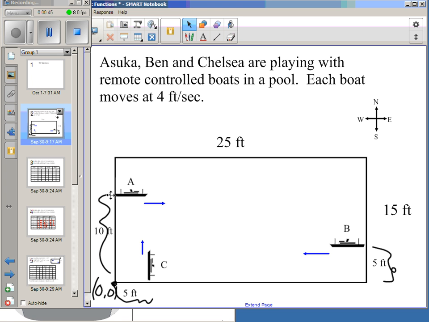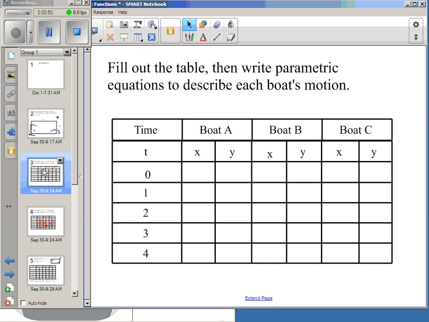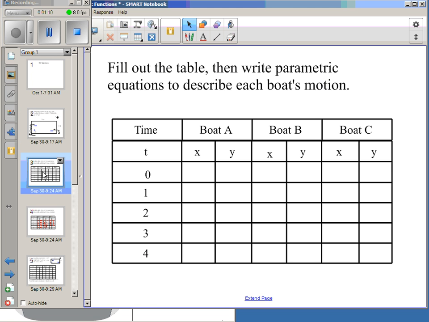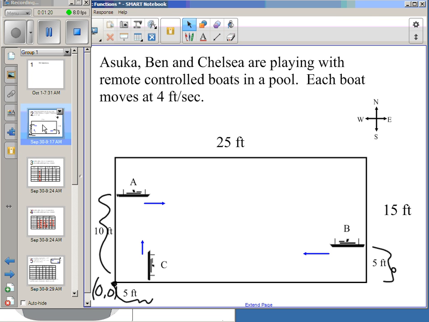Okay, so let's think first about a table to create the graphs, so we can write parametric equations after we fill in our table. Boat A, Asuka's boat, is going to move this way at 4 feet per second. After 1 second, it will have moved 4 feet. After 2 seconds, it will have moved 8 feet, and so on. So we can fill in the table like so. At 0 seconds, it's at 0 feet, and then it will go 4, and 8, and 12, and 16.